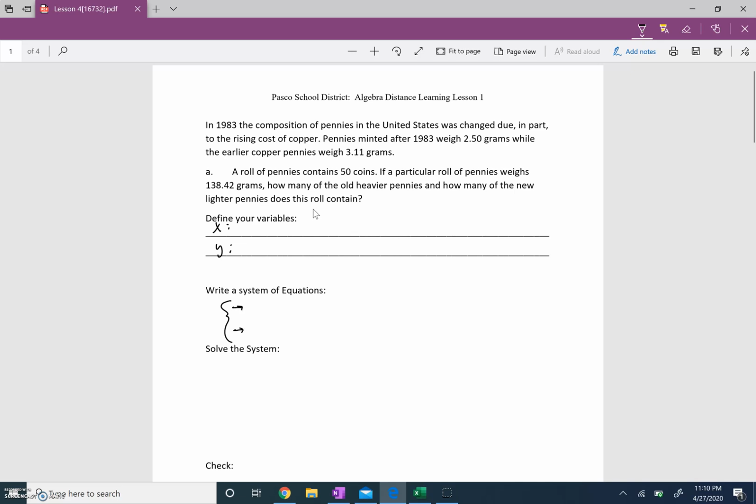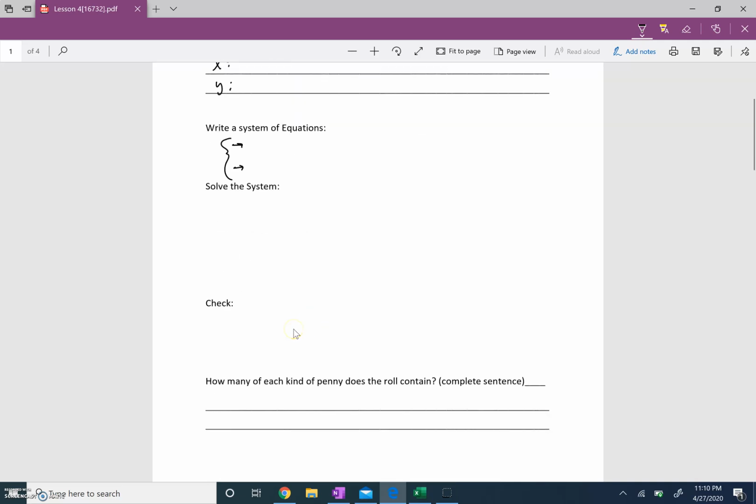Once you end up with that system, go ahead and solve it. Once you solve it, you get to check your solution and then finally respond, how many of each kind of penny does the roll contain? You're going to do that with a complete sentence. This part can be kind of difficult, especially the setup. If that is confusing, again, the solution is going to be included with this so that you can take a look at it and work your way through that problem.